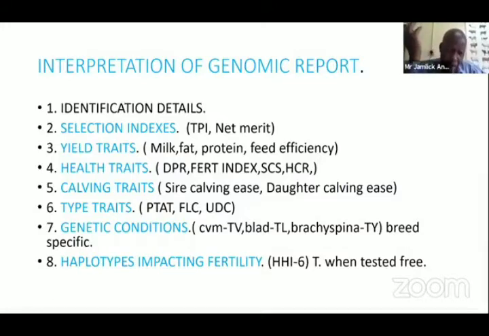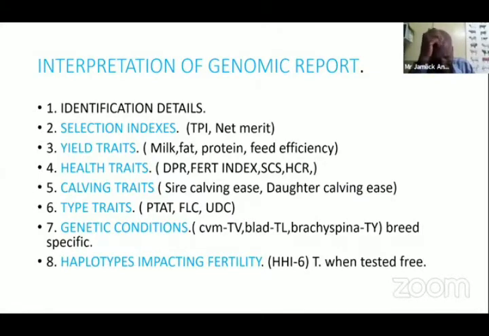Type traits, you will find in the catalog, we have PTAT. This is predicted transmitting ability for type, all the traits combined. This is not one trait or one of the linear traits. It is all the linear traits combined. They have given us a total performance of all the traits combined. Then we have a composite, the fit and dry composite. That is all the fit linear traits brought together. And then the hand composite brought together also.